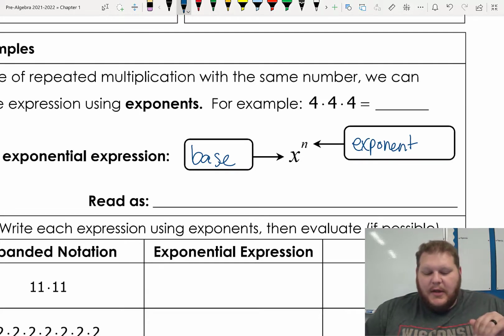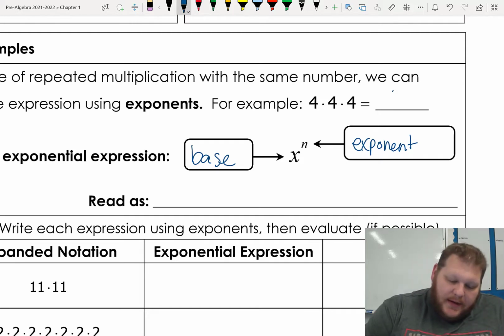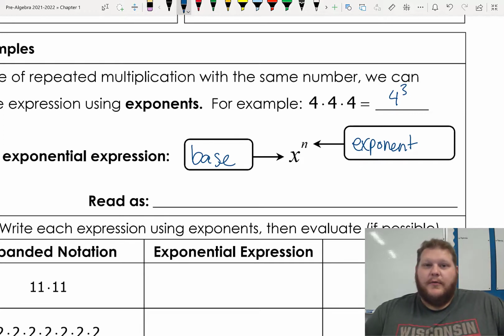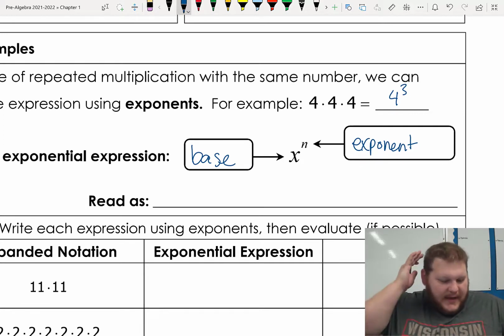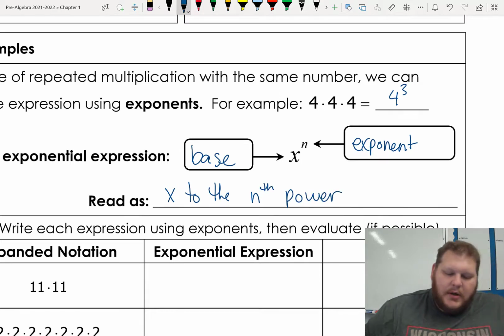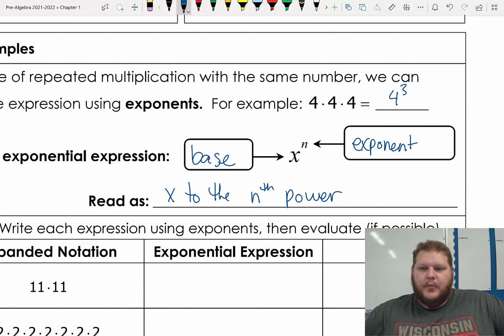So for example, up above, we have 4 times 4 times 4. So we have the same number being multiplied together 3 times. Instead of writing out 4 times 4 times 4, we could write that using exponents as 4 to the third power, 4 with an exponent of 3 on it. And again, that is read as x to the nth power, or 4 to the third power. So that's what exponents are.